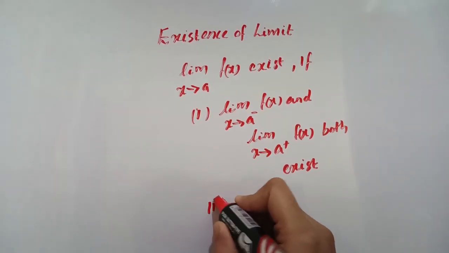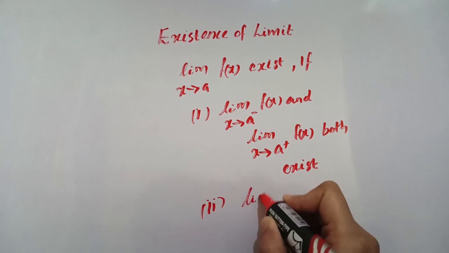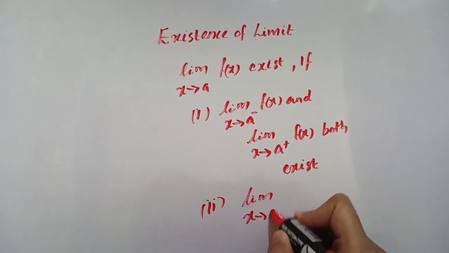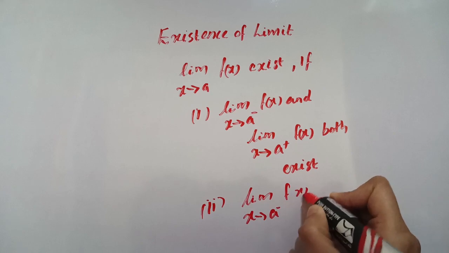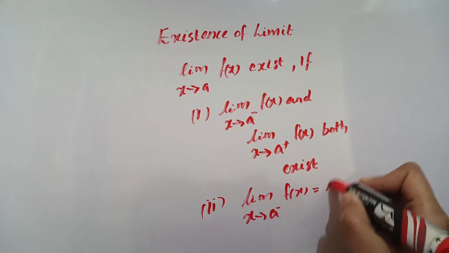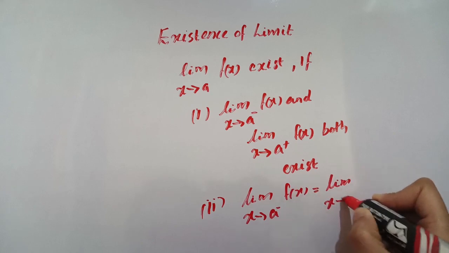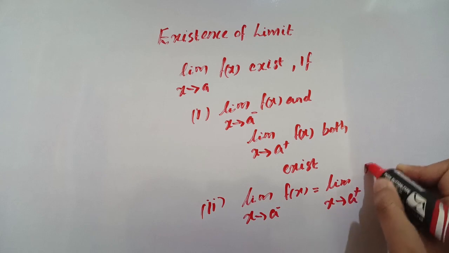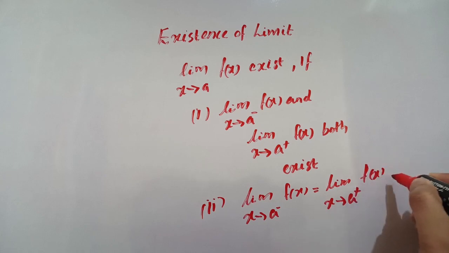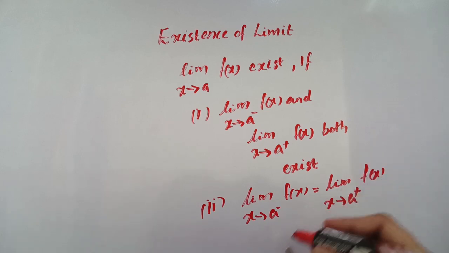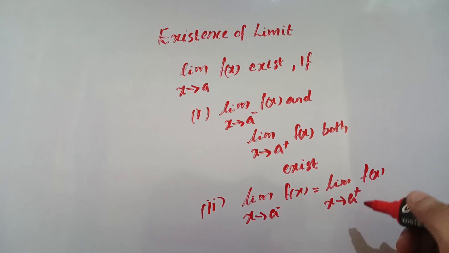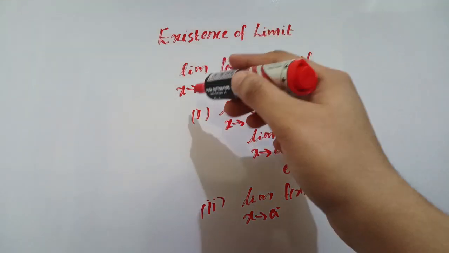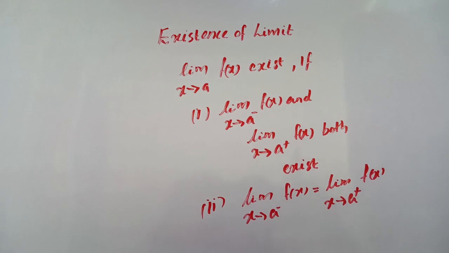Next condition: limit x tends to a minus f of x is equal to limit x tends to a plus f of x. That is, if the left hand limit and right hand limit are equal, then limit x tends to a, f of x exists. These are the two conditions for existence of limit.